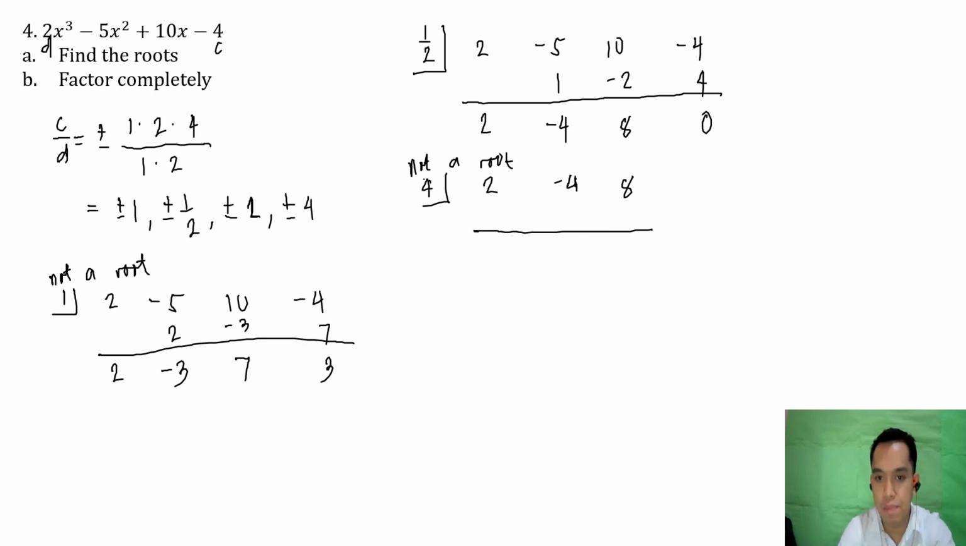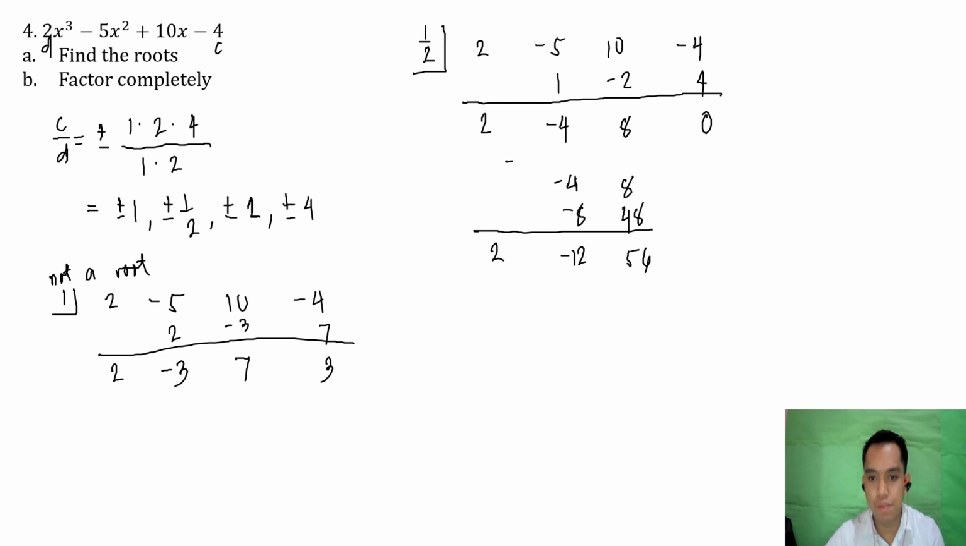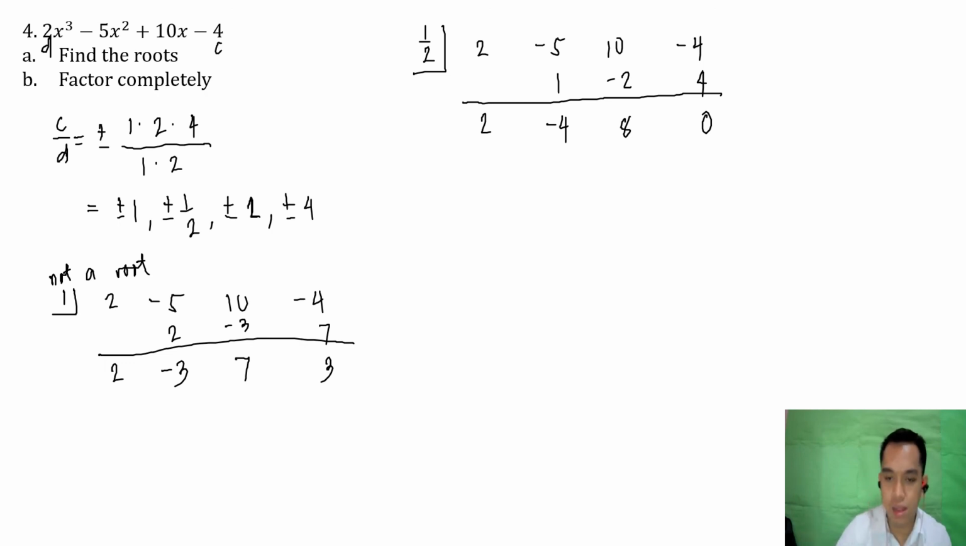Negative 4 naman. Bring down 2. 2 times negative 4 is negative 8. Negative 4 plus negative 8 is negative 12. And negative 12 times negative 4 is positive 48. And that is 56. Okay, so wala na siyang ibang root, kundi 1 half. Okay, so therefore, hanggang dito lang tayo, class. Huwag na natin yung ipilit kasi wala na siyang ibang root.